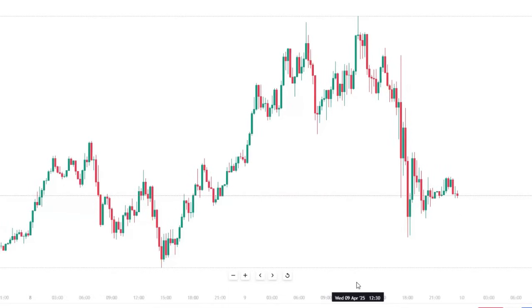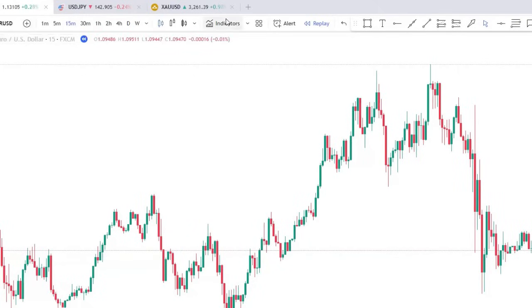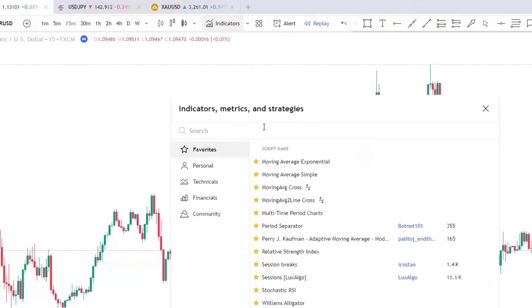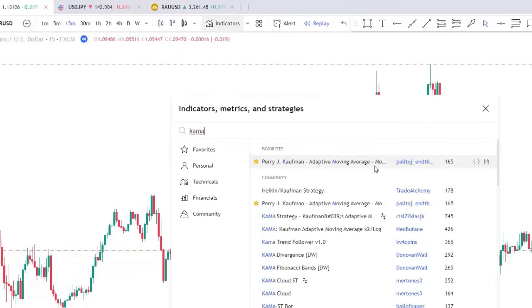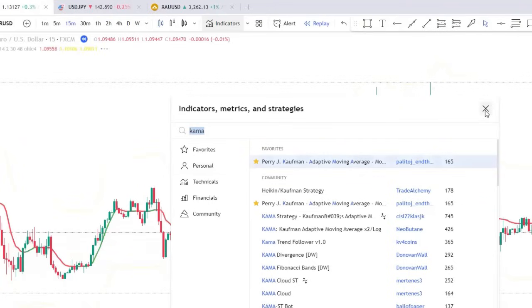Now, how do you find this actual indicator that I'm referring to? How do you get it? So first, you want to be looking on your indicators tab. And when you click on that, you're going to be typing in KAMA, K-A-M-A, and you're literally looking for the one that says Perry J. Kaufman, right? Which is the adaptive moving average. That's the one. Now, if you're going to be using it, you can easily tap on the star right here to add it to your favorites so that it's on your regular system, right?